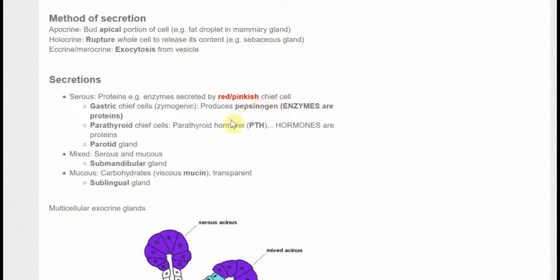Okay, so the P's are the serous proteinaceous glands. You've got your mucinous one, which is basically found sublingual, in the mouth area, and the mixed one, which is found in the submandibular area.